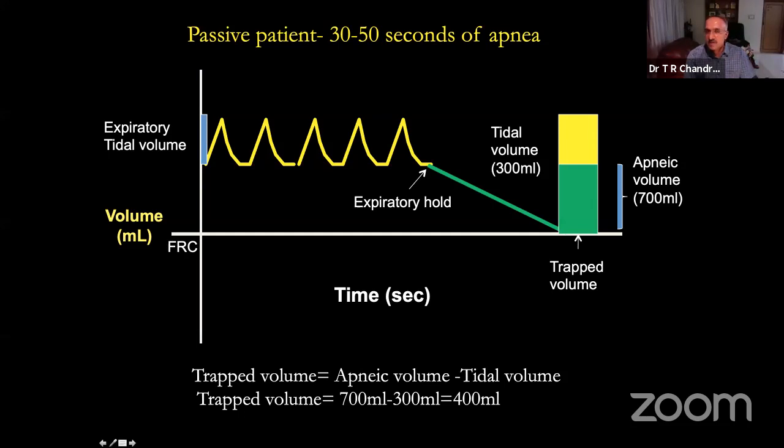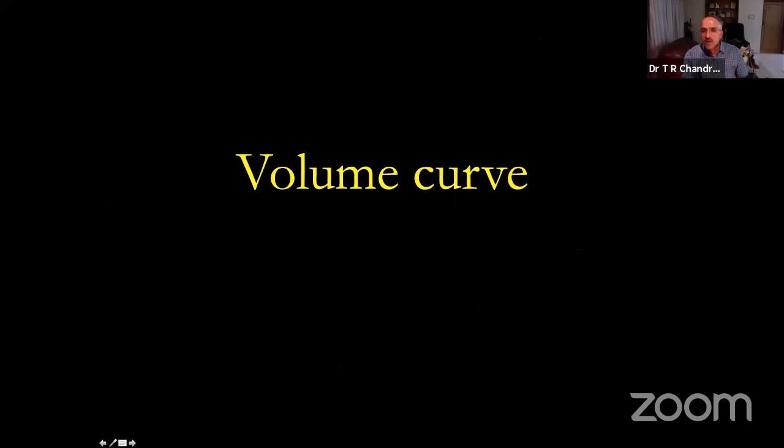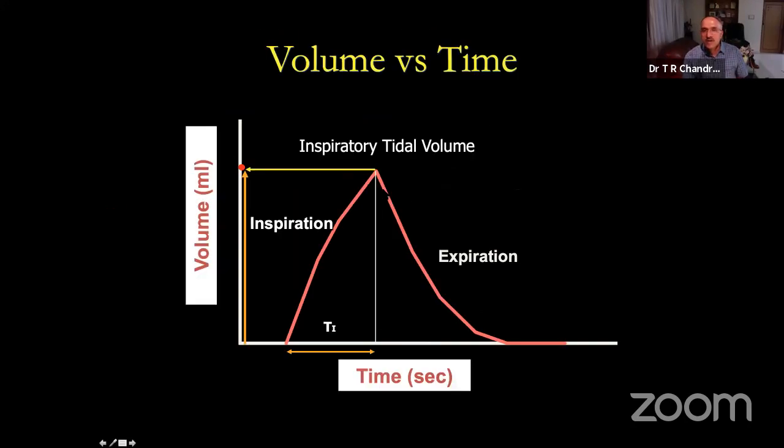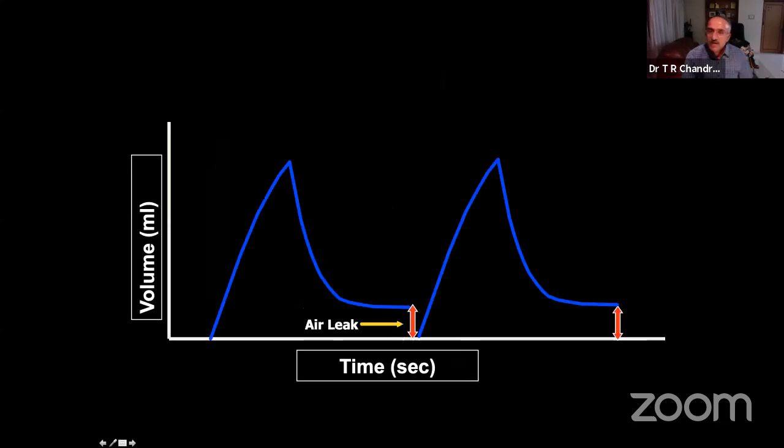This also can be estimated by expiratory hold by looking at volume versus time scalars. This is the volume versus time scalar, not the pressure scalar. You remember that. So when you talk of volume, this will be tidal volume, this will be TI. Only one thing that you can analyze is this: if this expiratory limb doesn't touch the baseline, there is a loss of volume. This is air leak. This is the only thing that you can make out with this.